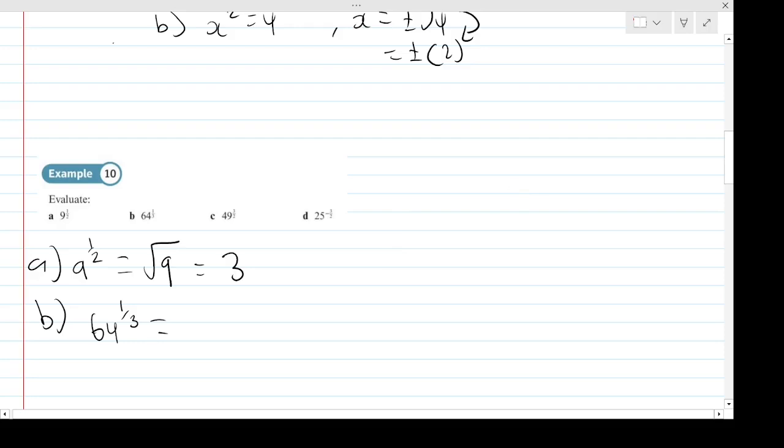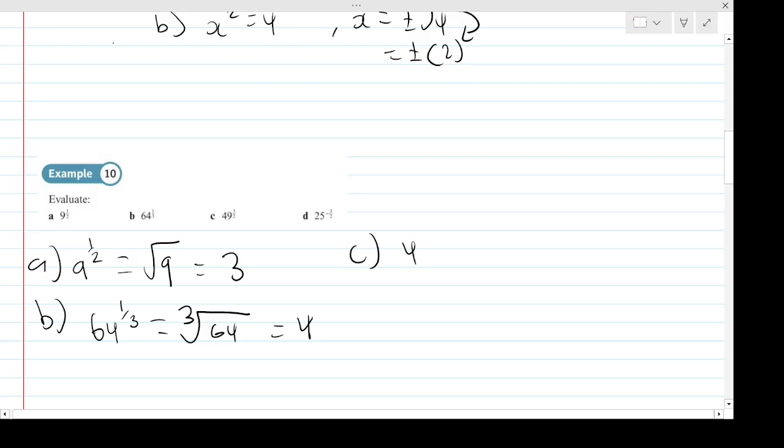But in this case, 1 over 3, we want the cube root, okay? So the cube root of 64. That's saying what number times by itself 3 times gives us 64, and hopefully you realise that'll be 4, because 4 times 4 is 16, and 16 times 4 is 64.